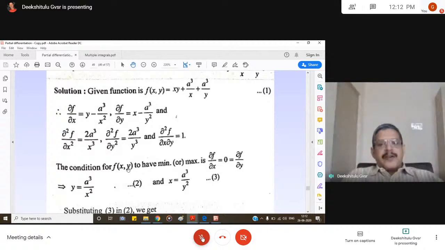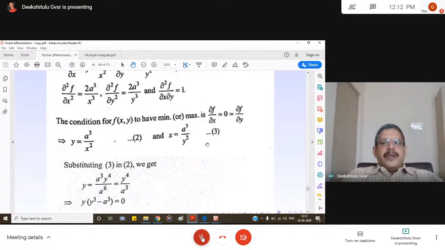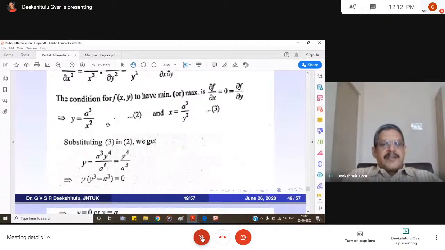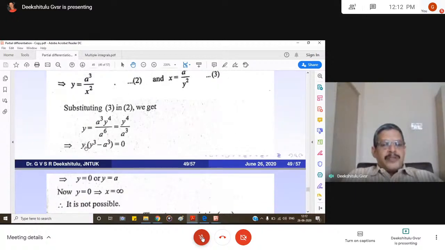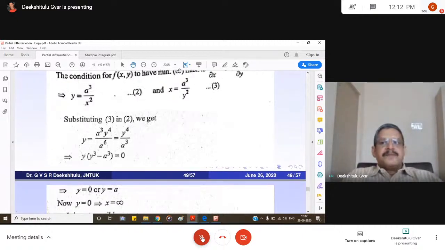The necessary condition for f of xy to have minimum or maximum extreme values is dou f by dou x is equal to 0 is equal to dou f by dou y. So if we equate them, y is equal to a cube by x square and x is equal to a cube by y square. If you solve these two, substituting this x here or y here, we get y into y cube minus a cube is equal to 0. So y is equal to 0 or y is equal to a are the clear solutions. Now when y is equal to 0, what happens to x? Infinity.